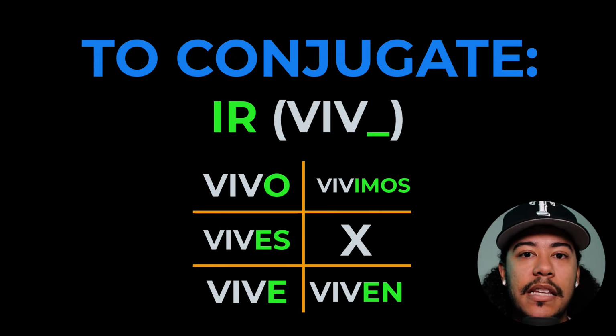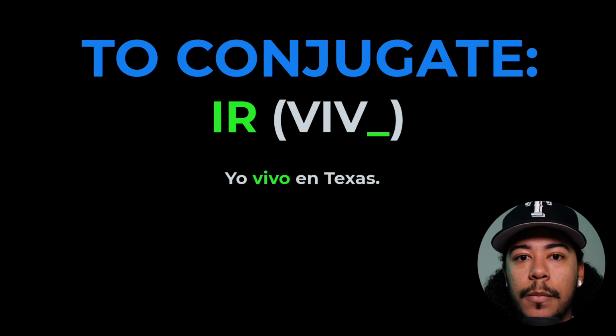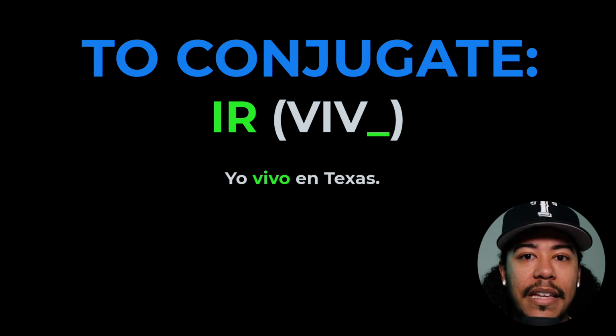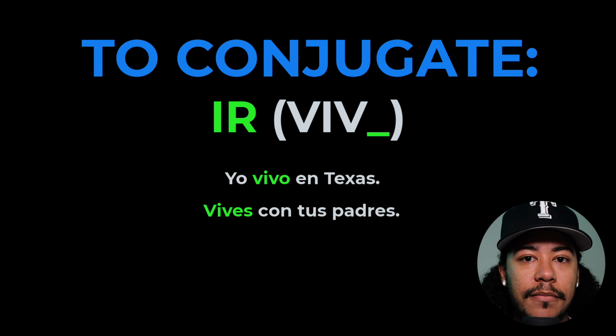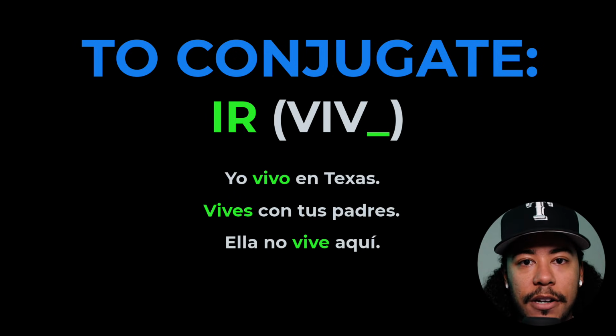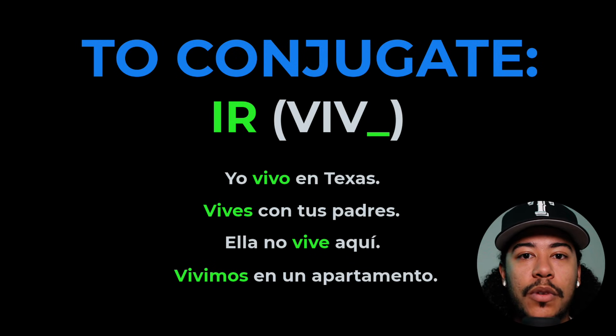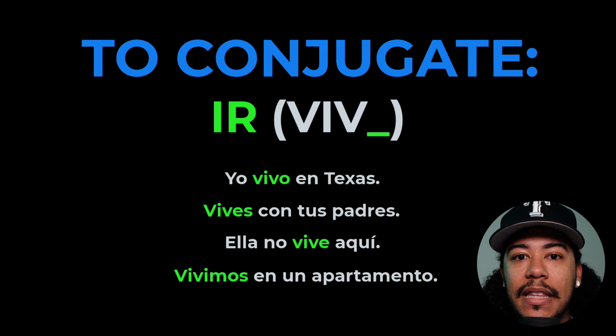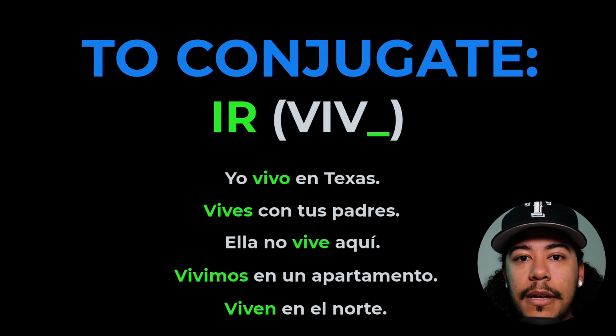In a sentence, these might look like, Yo vivo en Texas. I live in Texas. Vives con tus padres. You live with your parents. Ella no vive aquí. She doesn't live here. Vivimos en un apartamento. We live in an apartment. Viven en el norte. They live in the north. Ba-bam! You now know how to conjugate all regular verbs in the present tense.